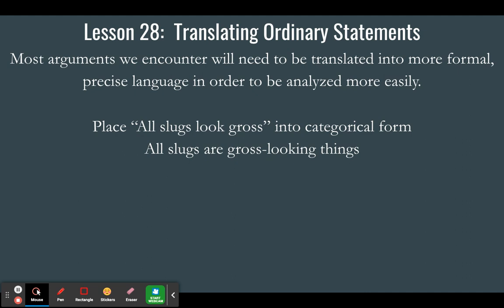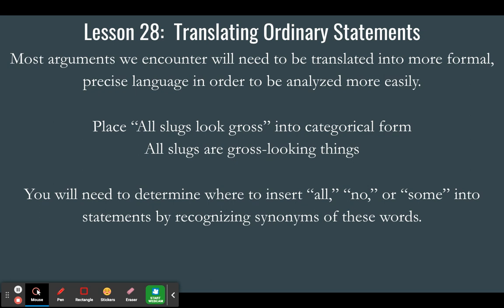I hope so. But one of the tricks that you'll have to learn is we know that every categorical statement has to start with all, no, or some, and which one goes with which. We're going to learn that there are certain types of words where we automatically think, oh, that has to be an all statement, or that has to be a no, or that's a particular negative, or that's a particular affirmative. So that's what we're going to be learning today.